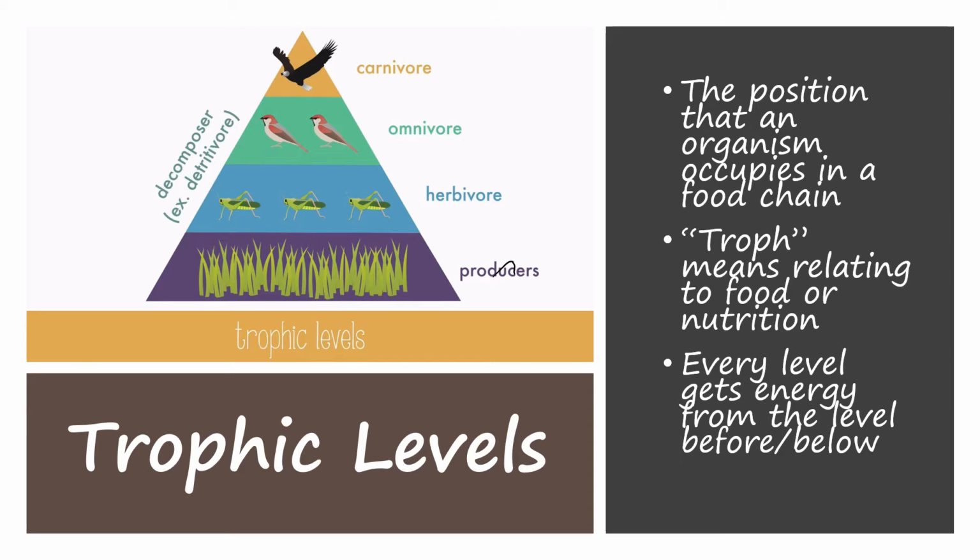So the way that we organize energy and the way that we talk about how it moves in an ecosystem is by assigning it a trophic level. A trophic level is just the position that the organism occupies in its food chain. So it could be the producer, it could be the herbivore, it could be the omnivore. Now, a lot of the words that we're going to be using in the next few slides have the word troph in them, and it comes from trophic levels. Troph just means relating to food or nutrition. So every level gets energy from the level below it. It gets its food or nutrition from the level below it.